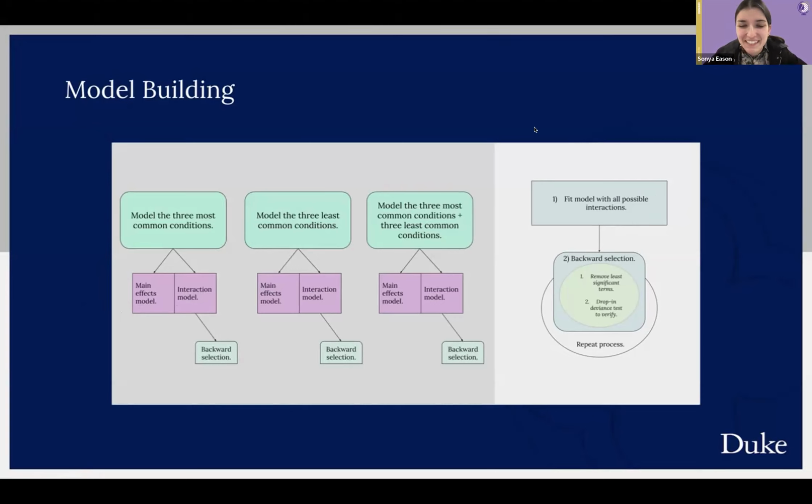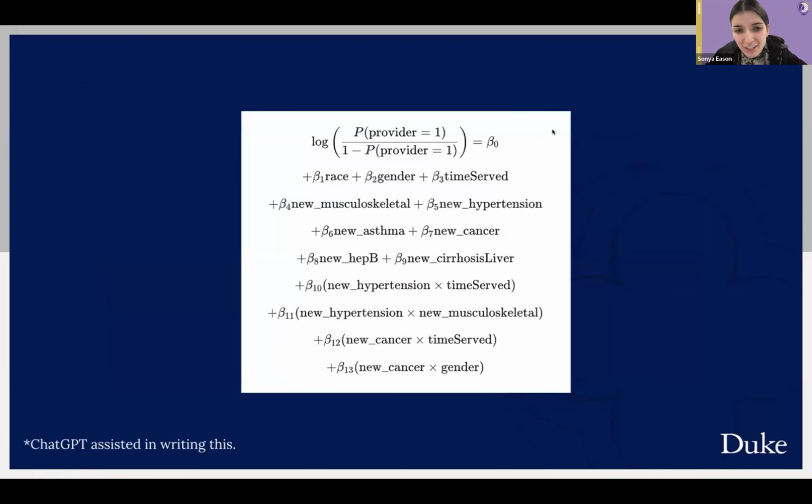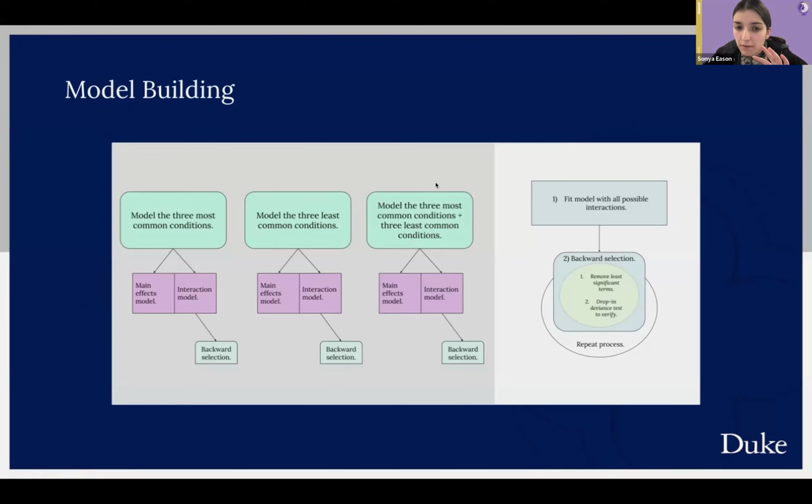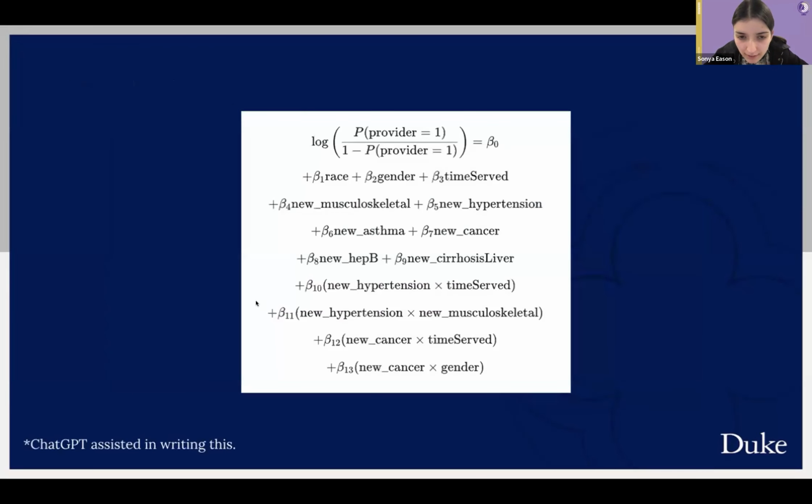So when we did that, we found, this is an example of one of the models. This was a model that incorporated all the conditions and utilized interaction terms. So it would look something like this, right?